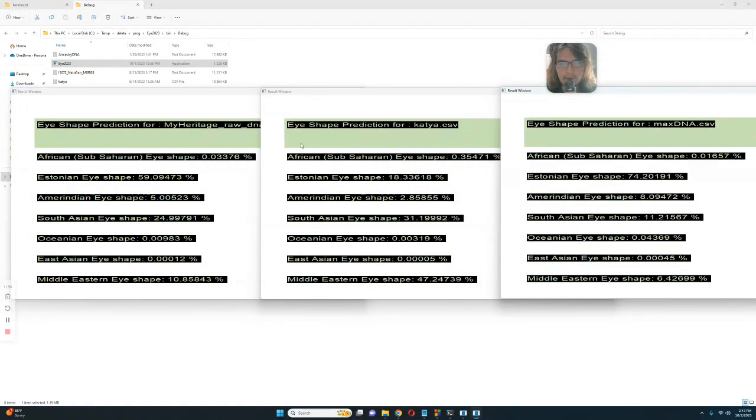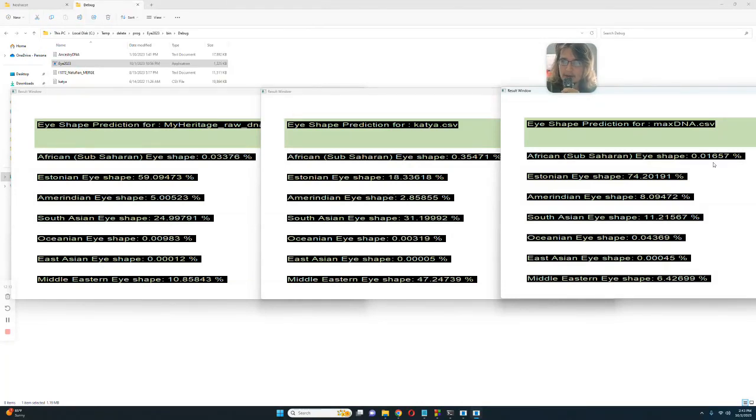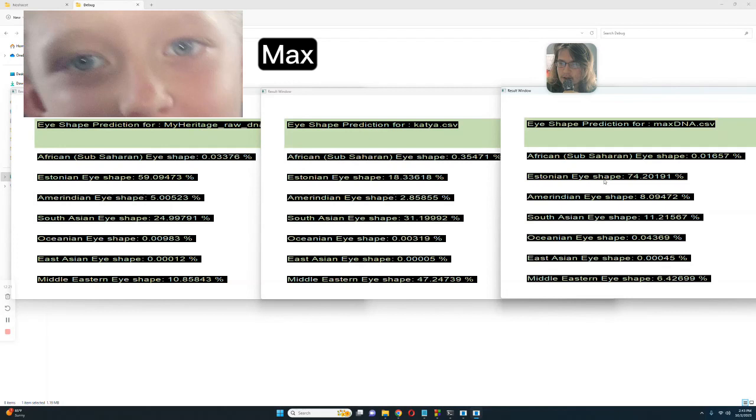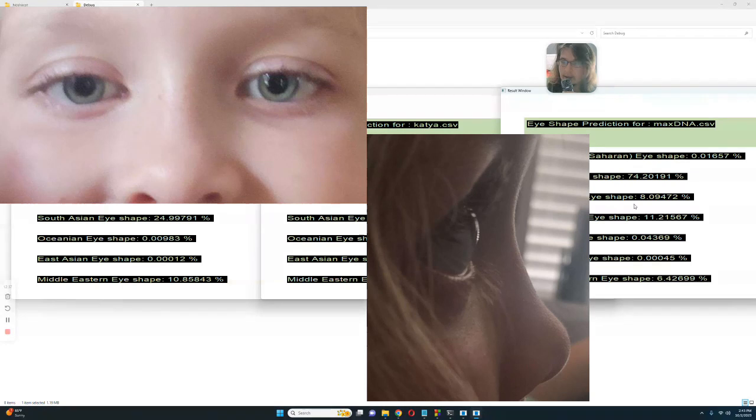All right, so who is most African here? Most African is definitely my sister at 0.35%. For me, it's 0.03. For Max, it's 0.01. So my sister, Kate, has the most African eye shape of all of us, and Max has the least. What about Estonian? Max has the most Estonian eye shape, then me, then Kate. Kate only scores 18% for that. I'm going to show you Kate's eye shape on the video right now. I'm going to edit the video a little bit to show you what her eye shape is like, and Max's too.